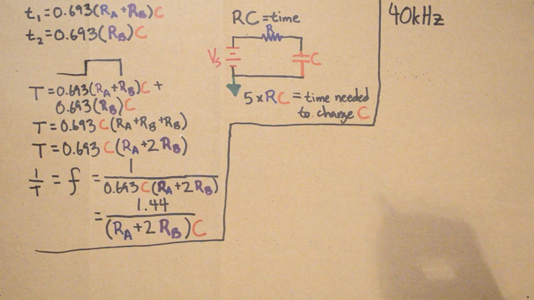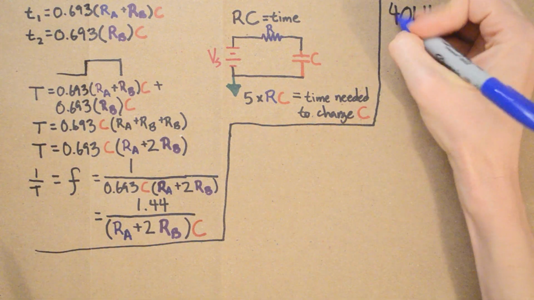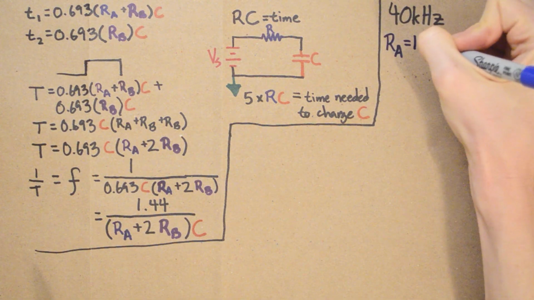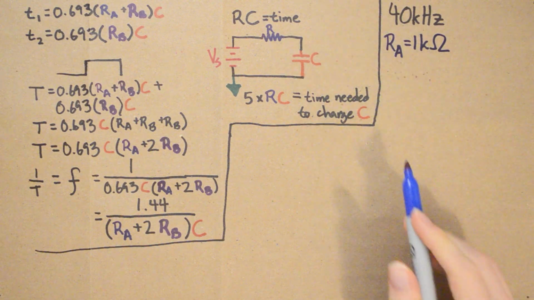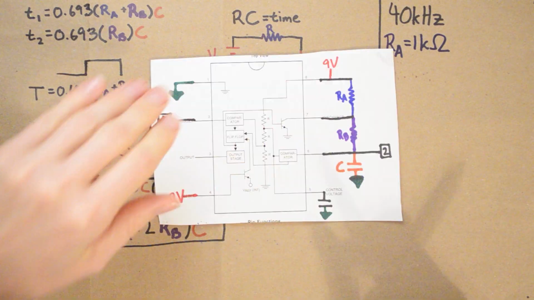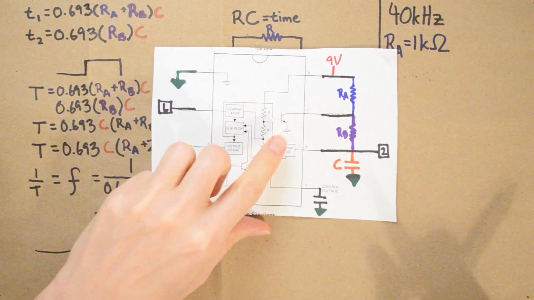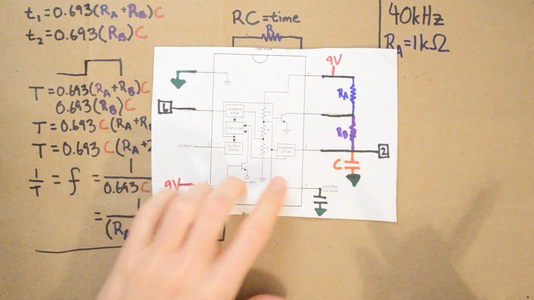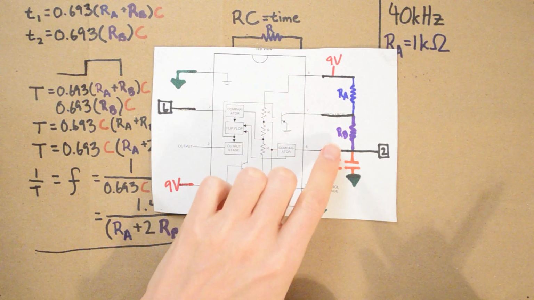One thing that I always do is I try to always have RA equal to 1 kilo ohm, for better or worse. So I had RA at 1 kilo ohm. I always try to make RA much smaller than RB, because if I make RA much smaller than RB, then that means really the only thing that has bearing on the circuit is RB.